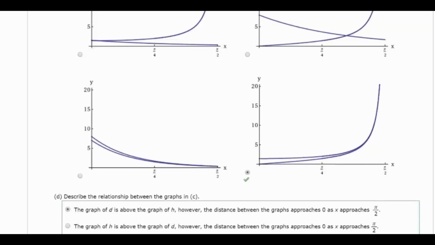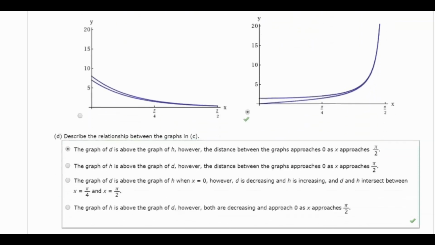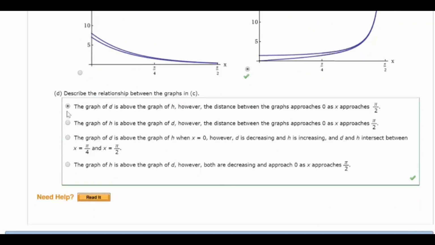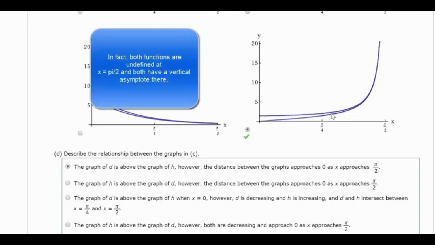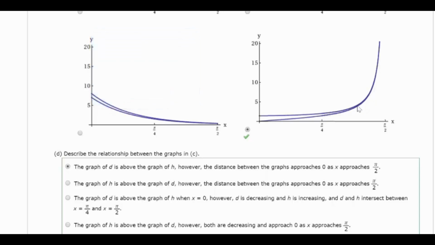And then once you realize that that graph is correct, then the answer in part D becomes obvious too. The graph of D is above the graph of H, as in this picture. This is D right here. However, the distance between the graphs approaches 0 as x approaches pi over 2, where the tangent is not defined. And you can see that happening. Both graphs approach each other as x goes to pi over 2.